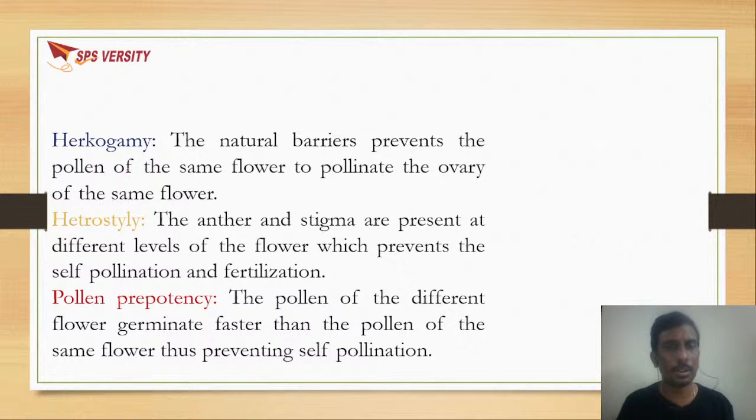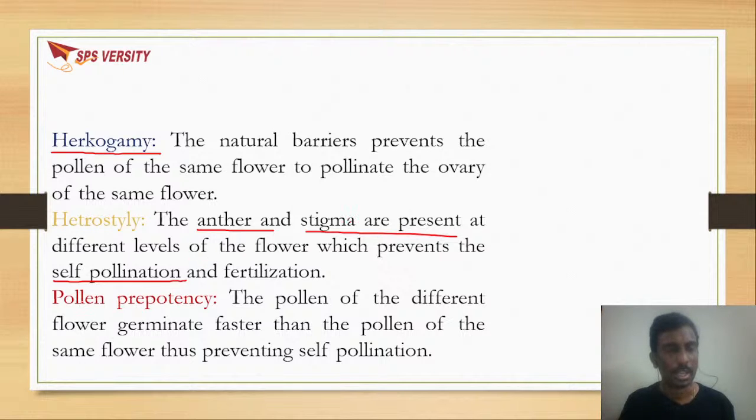And you are seeing hercogamy. Hercogamy means a natural barrier that prevents the pollen of the same flower from pollinating the ovule of the same flower. Heterostyly. Hetero means the styles and stigma are present at different heights, which prevents self-pollination.